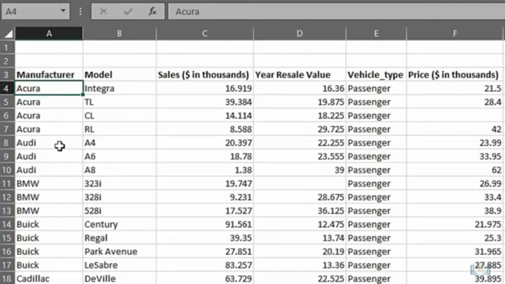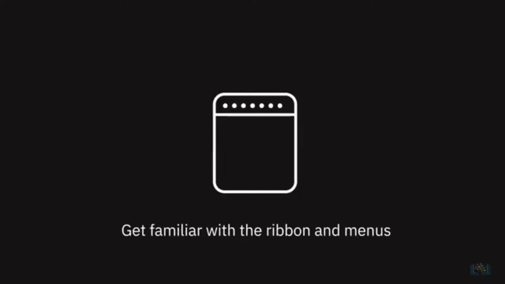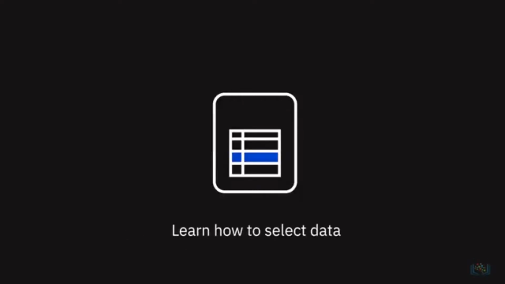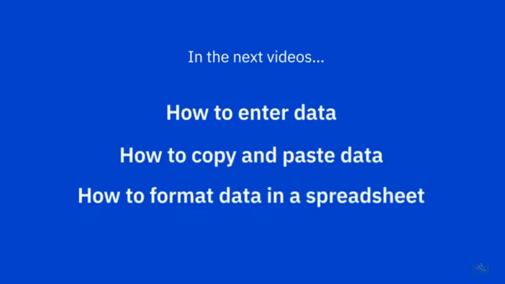The last type is the small thin black cross that is seen when you hover over the bottom right corner of a cell. This is the fill handle or copy symbol, and it fills or copies the cell data to another location. In this video, we learned how to move around a spreadsheet, become familiar with the ribbon and menus, and learned how to select data in a worksheet. In the next videos, we will discuss how to enter data, how to copy and paste data, and how to format data in a spreadsheet.